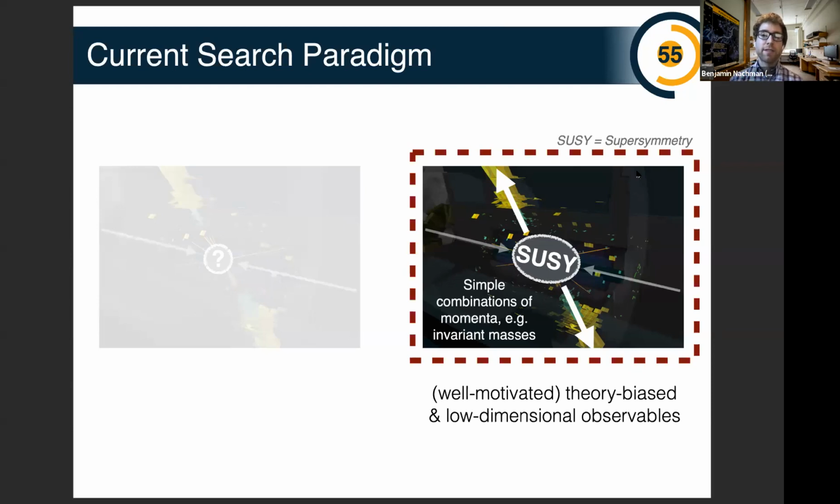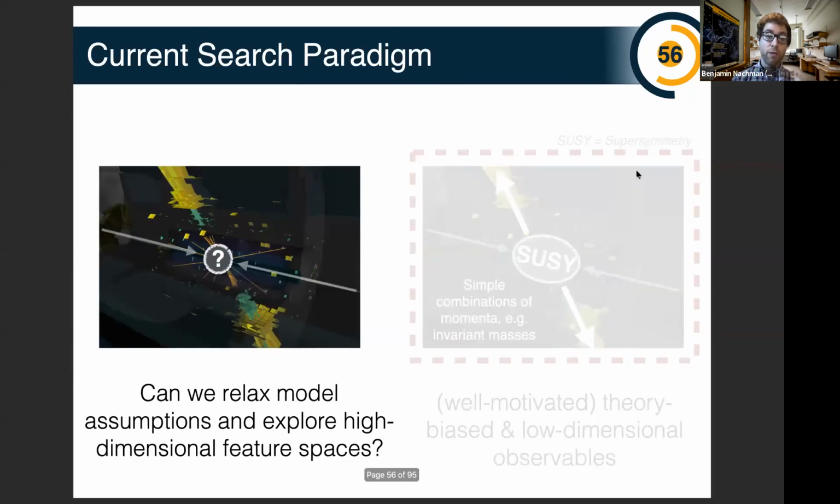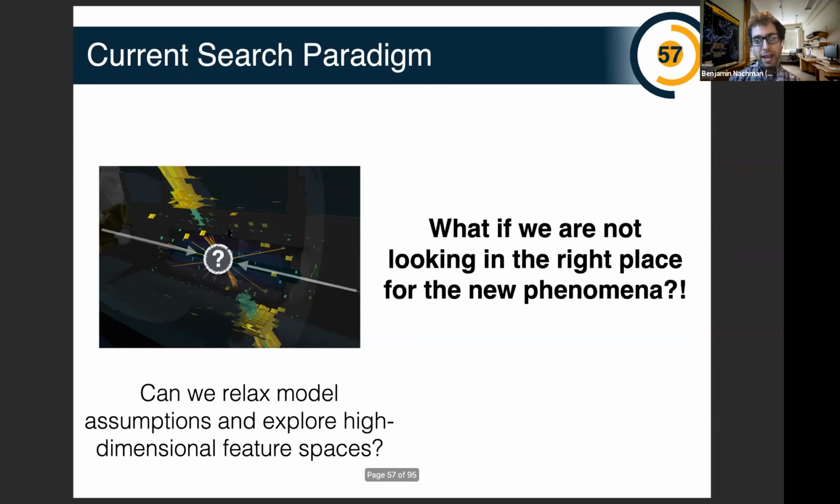Now, the question is, can we augment or complement this strategy with more model-agnostic approaches that relax the model assumptions on what the new physics would be, as well as explore high-dimensional feature spaces holistically instead of having to impose some physics structure on what the observables should be ahead of time. And so, yeah, what if we're not looking in the right place for the new stuff?